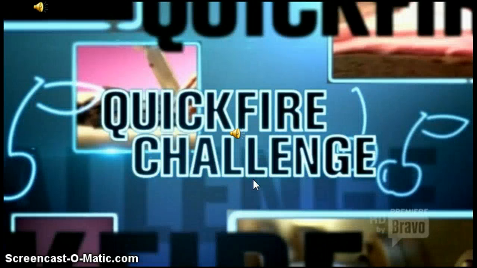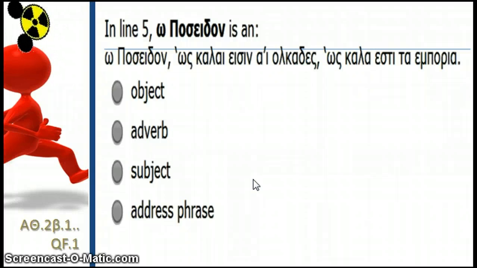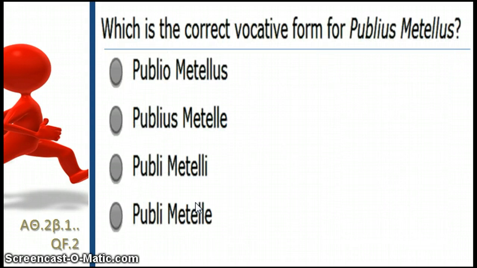Quick fire challenge. As we can see, oh, it's not ho. Therefore, you're dealing with an address phrase. It looks just like the nominative, except for second declension. A tougher one, but Publius goes to Publie, okay, and Publius goes to Publi, and Metellus goes to Metelle.